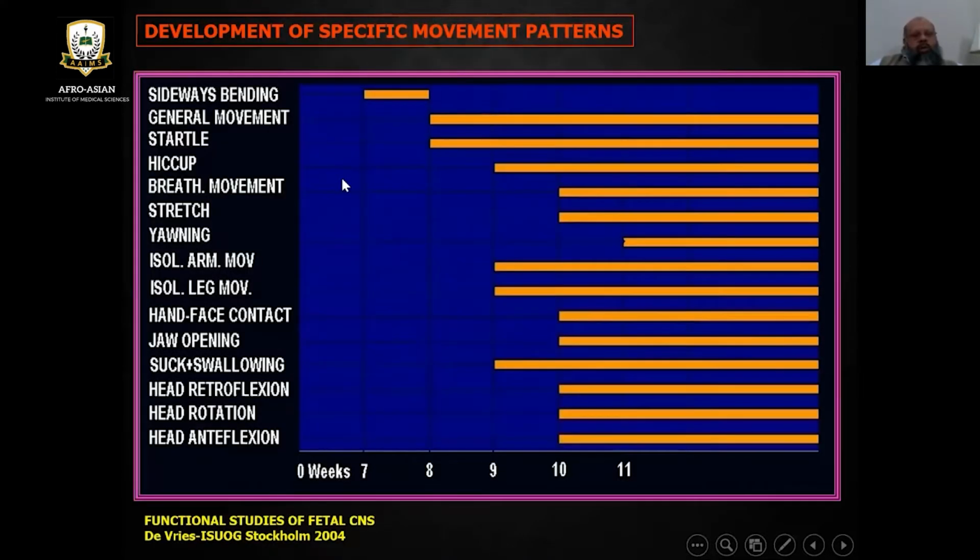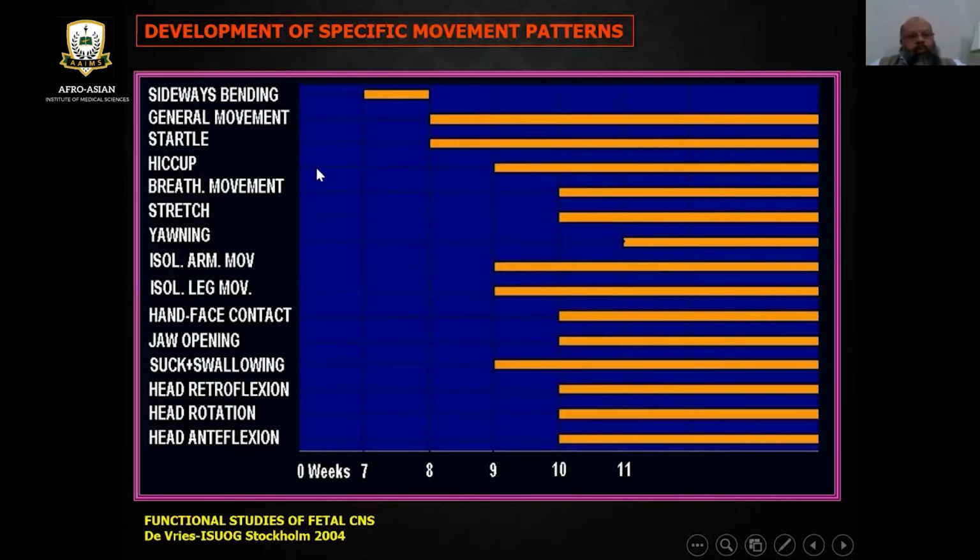If we look at the behavior according to the weeks, the sideway bending of the fetus can be observed at about 7 to 8 weeks. General movement and startle both start at about 8 weeks. The earliest time is 8 weeks.